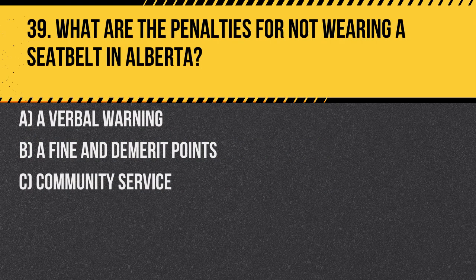Question 39. What are the penalties for not wearing a seatbelt in Alberta? A. A verbal warning. B. A fine and demerit points. C. Community service.